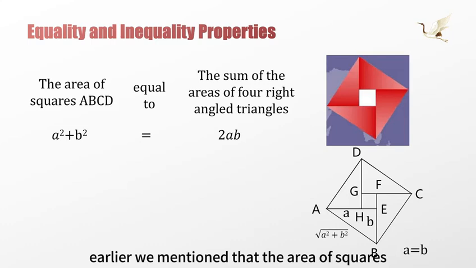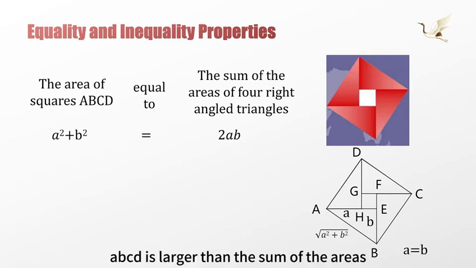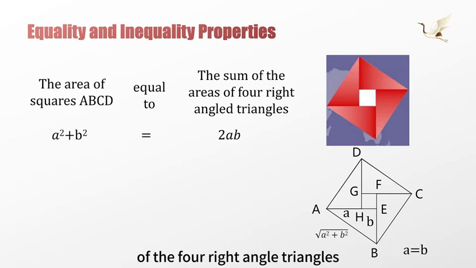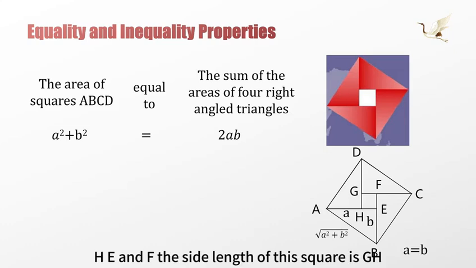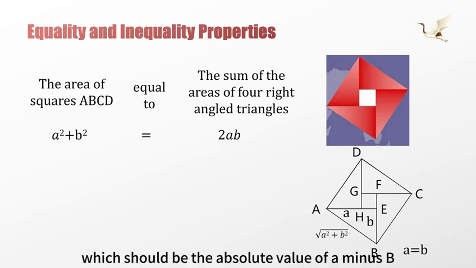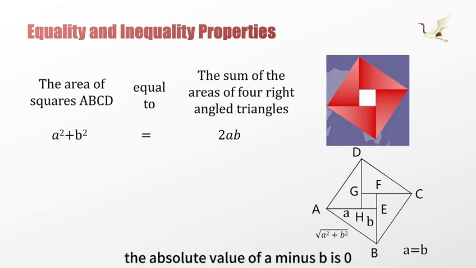Earlier, we mentioned that the area of square ABCD is larger than the sum of the areas of the 4 right-angled triangles. The extra area in the middle is the area of the square EFGH. The side length of this square is GH, which should be the absolute value of a minus b. When a equals b, the absolute value of a minus b is 0, so the side length of this square is 0. Therefore, square EFGH will be reduced to a point. At this point, the area of square ABCD and the sum of the areas of these 4 right-angled triangles should be equal. So the inequality becomes an equation where a squared plus b squared equals 2ab.